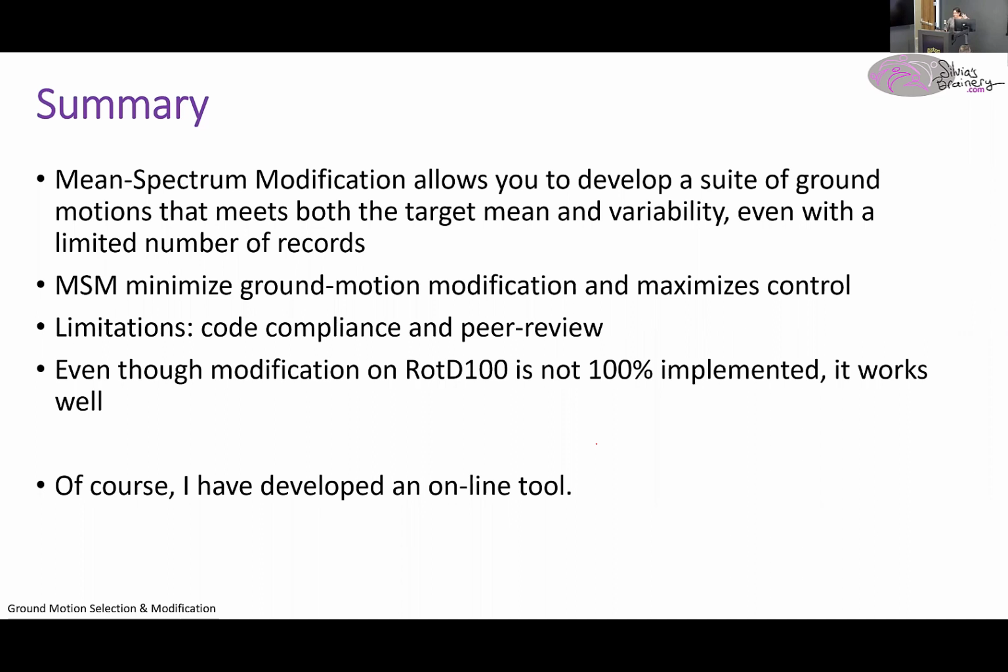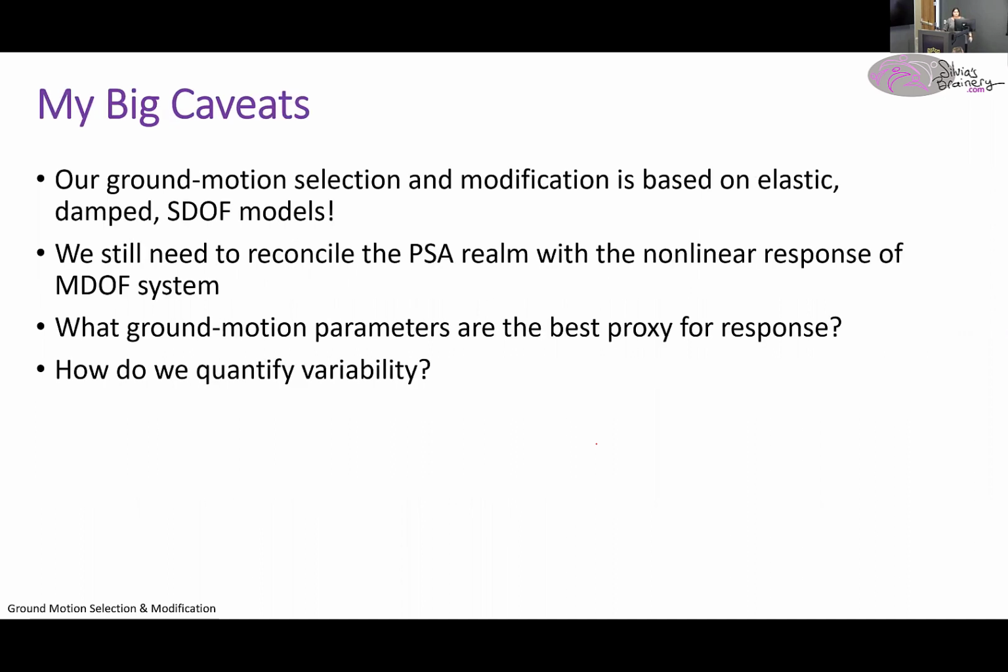And the math is easy, and you can do it yourselves, but of course I developed an online tool to do this. Now there's a couple of caveats, but it's not really about the method itself. I've said this many times, we're basing all our ground motion selection on these elastic damped single degree of freedom models. I think it's time we move beyond that a little bit. And so we need to reconcile this PSA world of response spectra with nonlinear response of multiple degree of freedom systems. What are the ground motion parameters that matter for structural response? And then also the question right now of the day is, how do we quantify what this variability should be? This doesn't answer this, it just gives you the tools to deal with that.